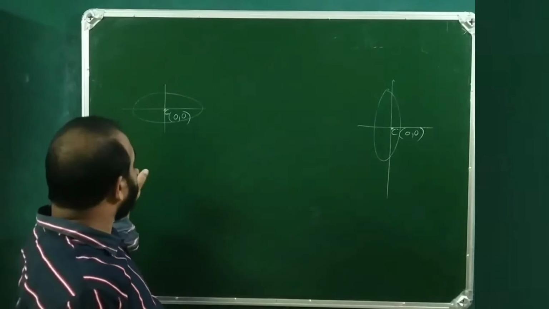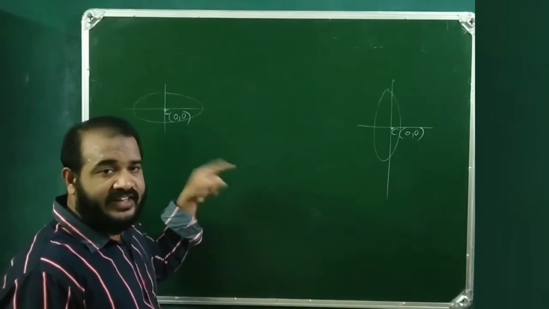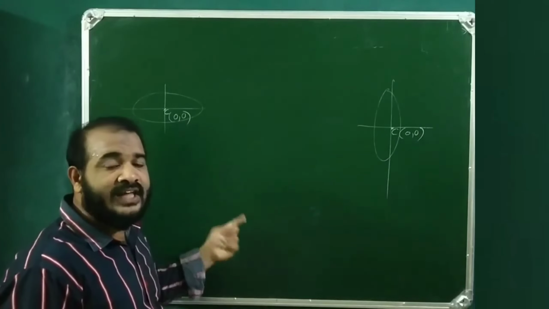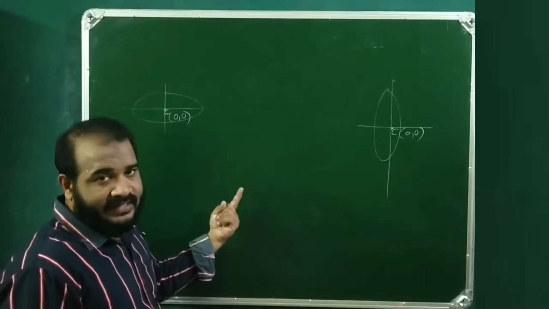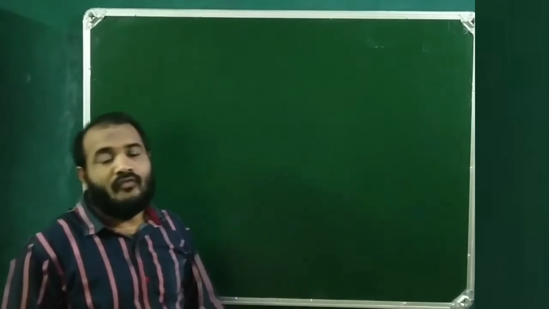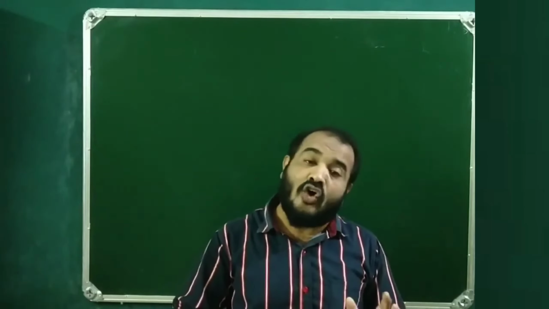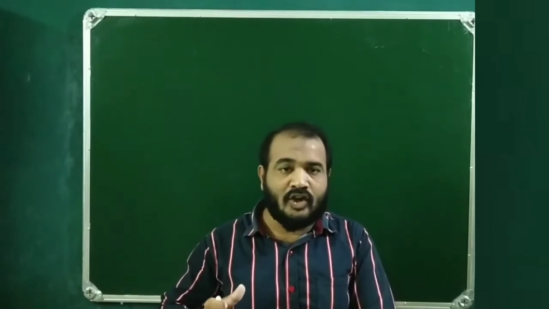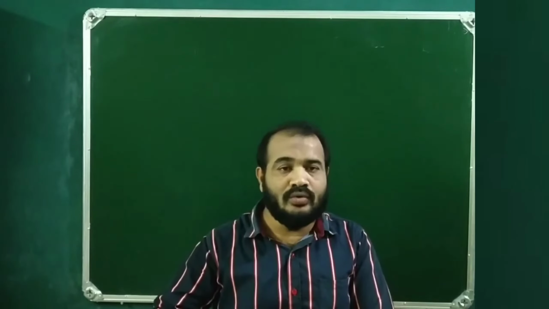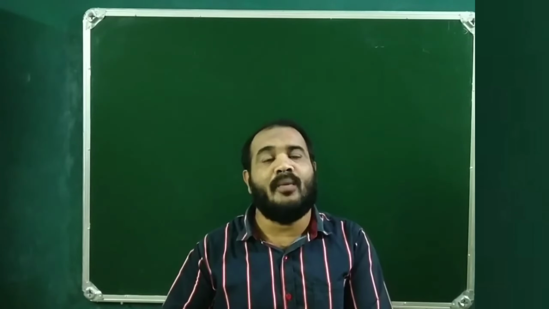So now, what if the center of the ellipse is not at the origin? What if the center is shifted to some other point other than the origin without changing the actual direction of the coordinate axis? If we transform the axis, then what if the center of the ellipse is not at the origin? So if the center of the ellipse is shifted to other than the origin, that means it is subjected to transformation of axis.